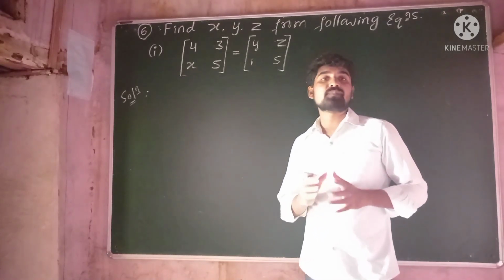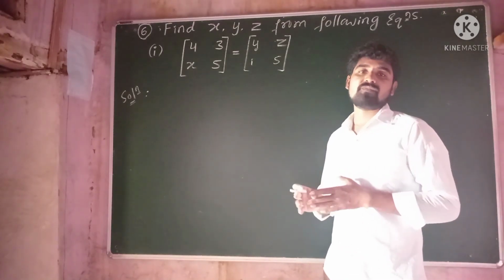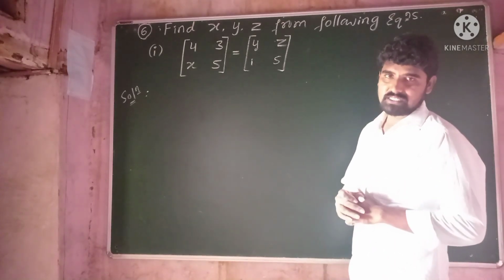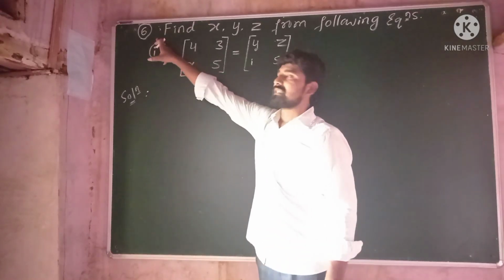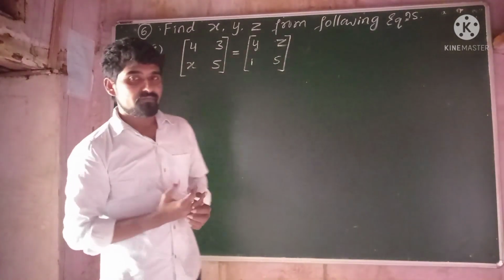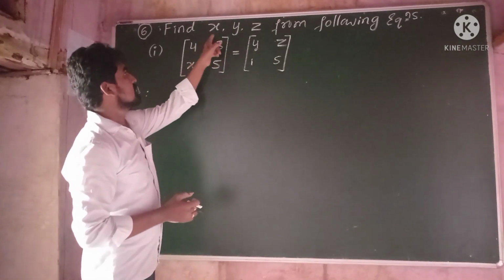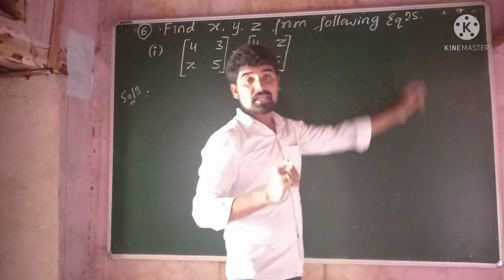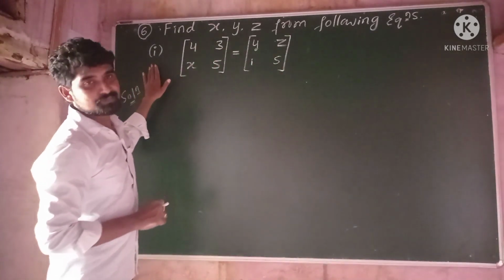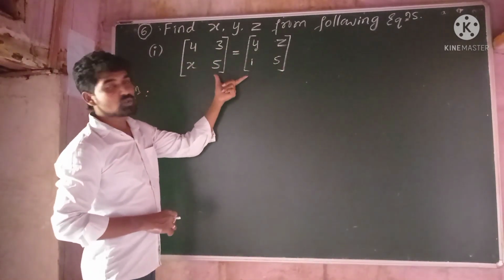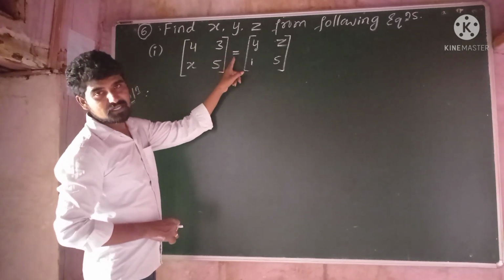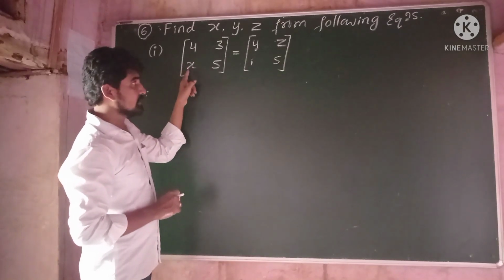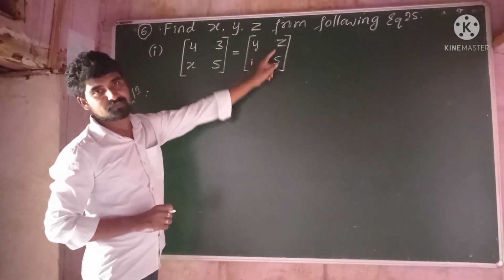Last class we completed up to question number 5 in exercise 3.1. So today I am going to discuss from question number 6, and the question is: find the values of x, y and z from the following equations. In that, the first question, here he has given that two matrices are in equality condition. Then we need to find the values of x, y and z.